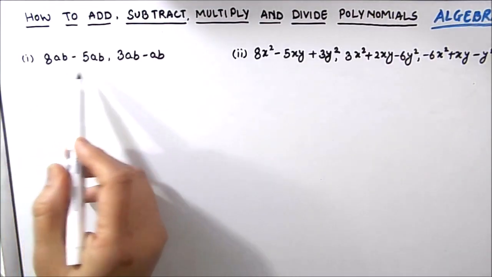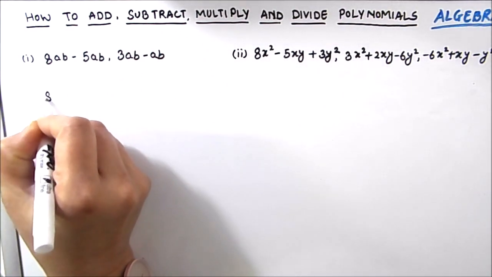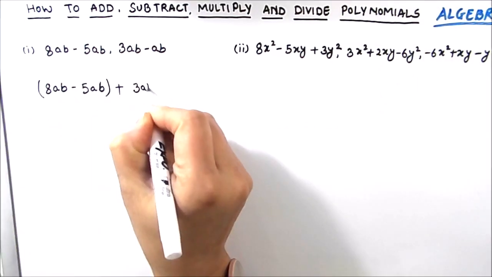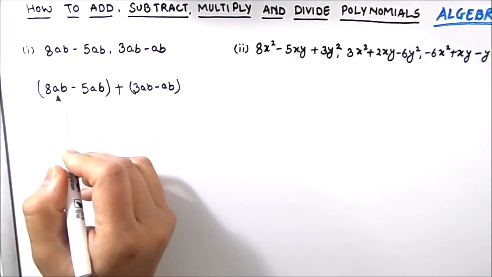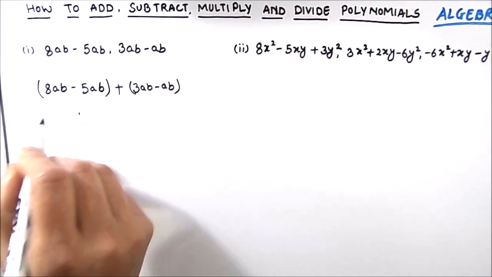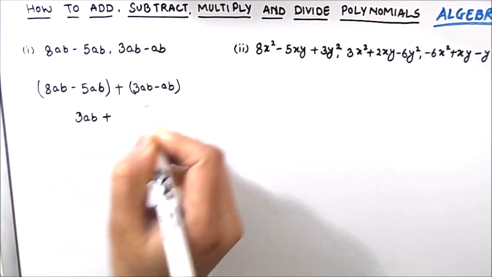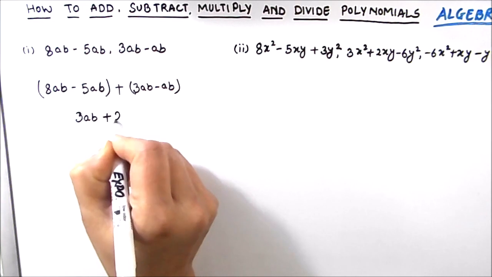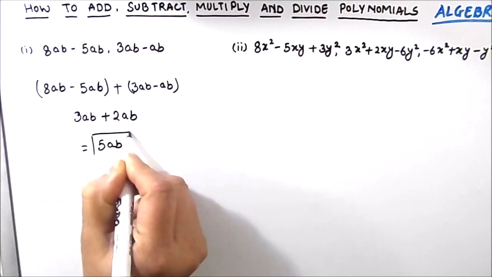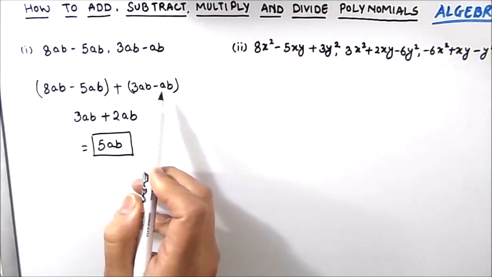So our first example is a polynomial having like terms. So let's start adding the polynomial. This will be 8ab minus 5ab plus 3ab minus ab. So this is a polynomial having all the like terms, so we can add these terms directly. 8ab minus 5ab will give us 3ab, plus 3ab minus ab will be 2ab, which is equal to 5ab. So in this polynomial we have all the like terms, so it was very easy to add. We just need to take care of the signs in the polynomial.